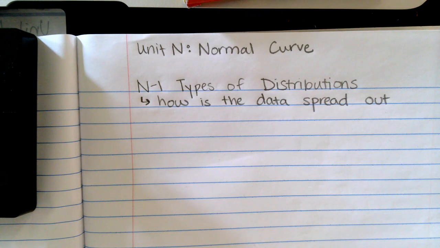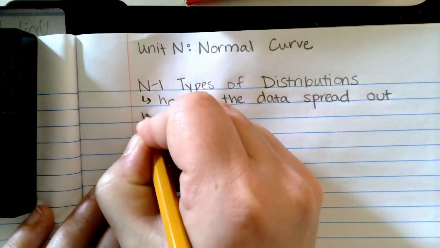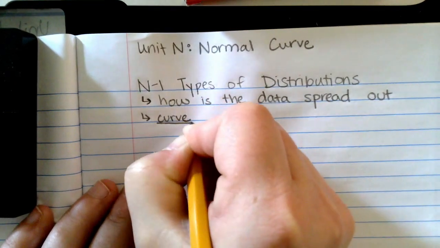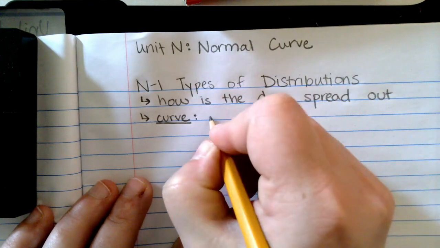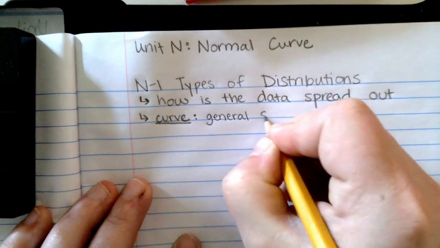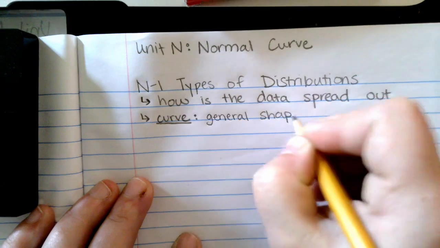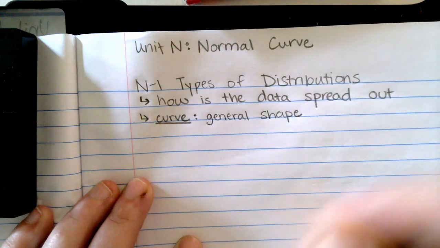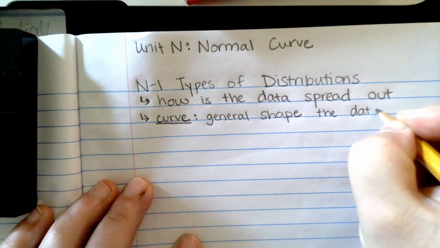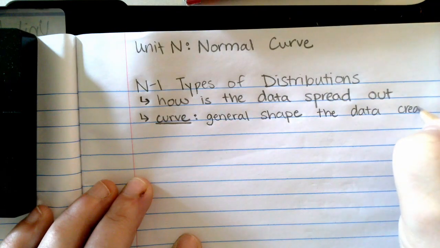All right, and today we're going to be talking about a curve. And the curve is going to be the general shape the data creates when put into a histogram.